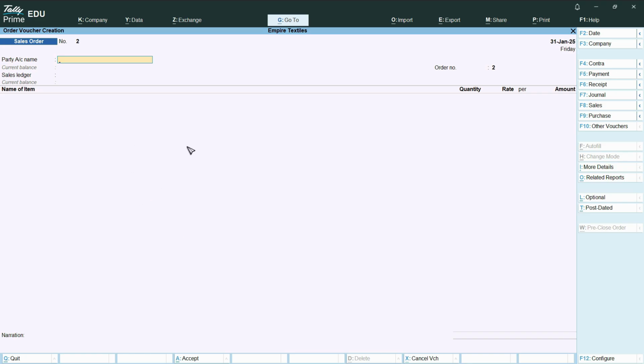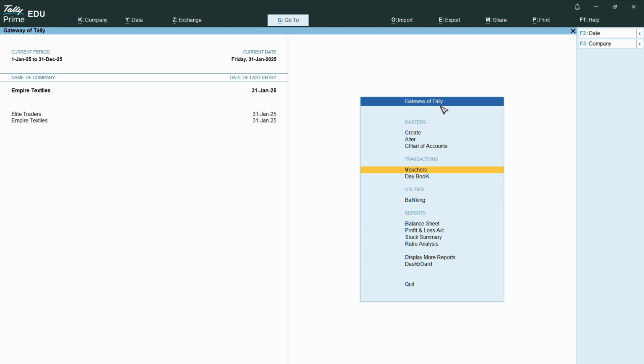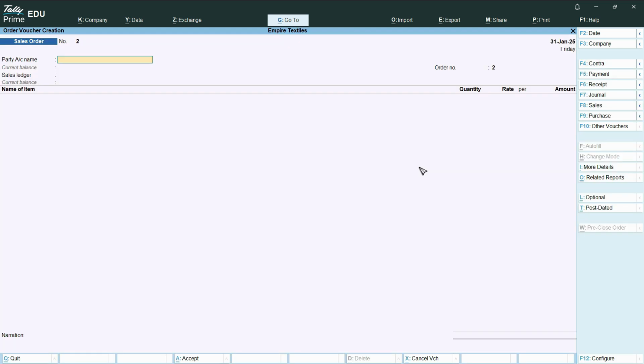So this is basically a journal entry. How can we book that? I'll just go to Gateway of Tally and click on Vouchers from here. And from here on the right hand side, we have the Journal option.